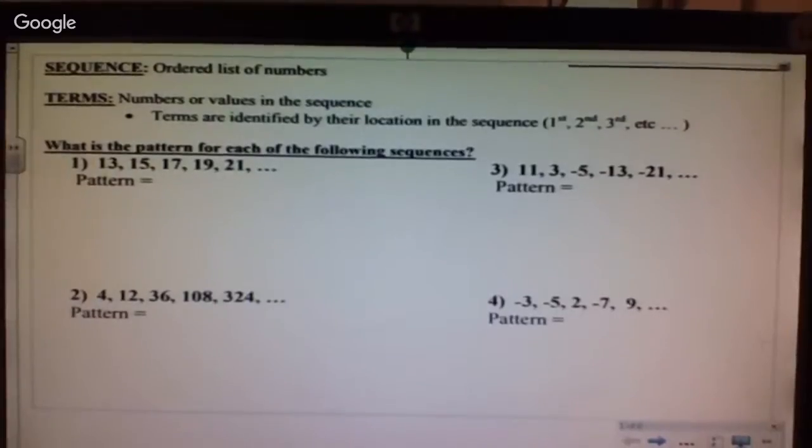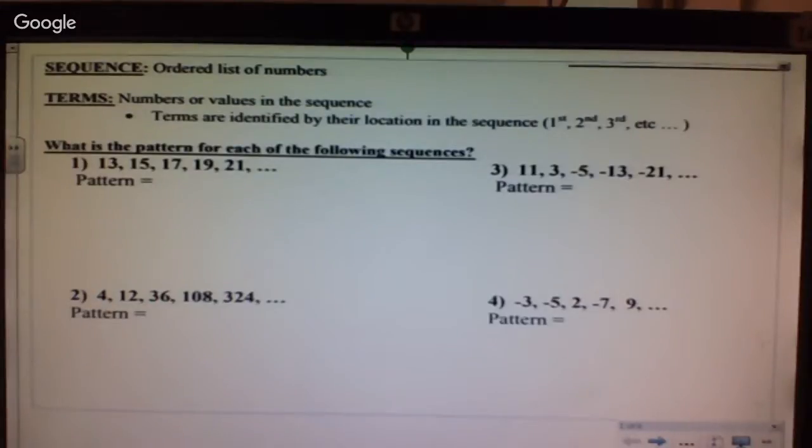All right. So 9.1 is all on recursive sequences. Anytime you hear the word sequence, guess what? It's an ordered list of numbers. So everything you just looked at on that introduction was a sequence. It was an ordered list of numbers. The terms are the numbers or the values in that sequence, and they're identified by their location in the sequence.